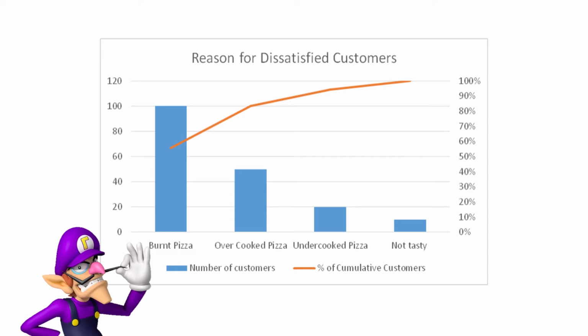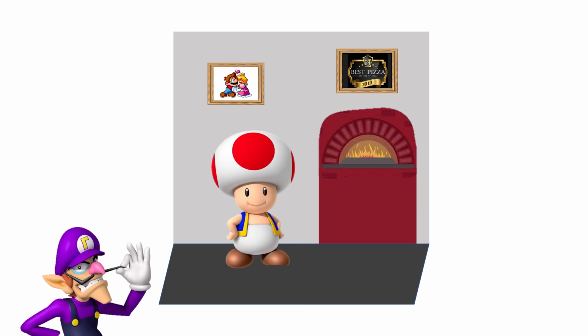Therefore, it is time for a new oven or cooking process. At the moment, unskilled Toad over there has no way of knowing when to take the pizza out. Help him out by fixing the cooking time and adding a timer.